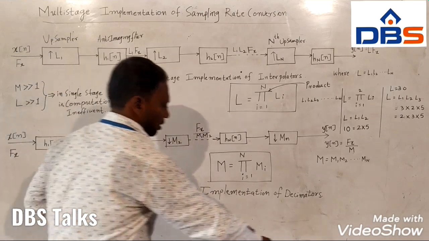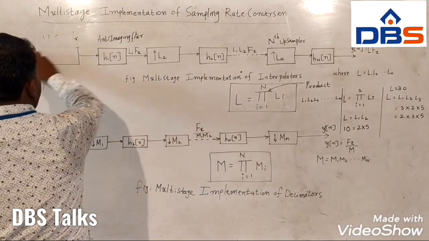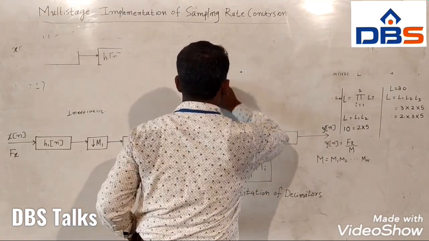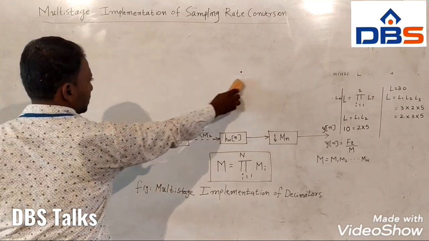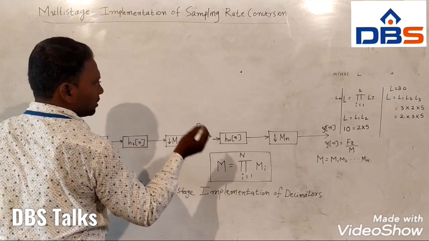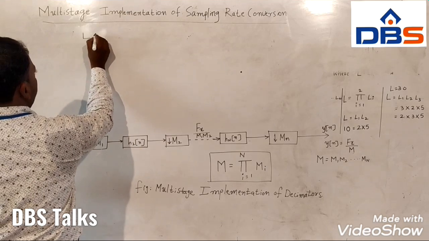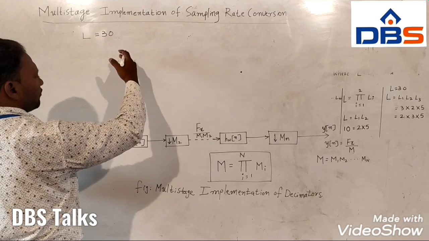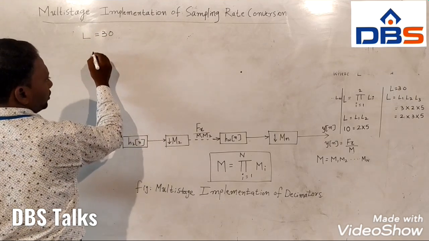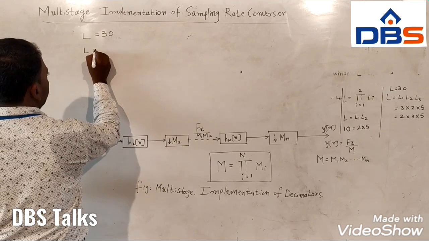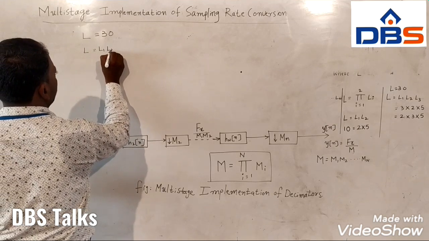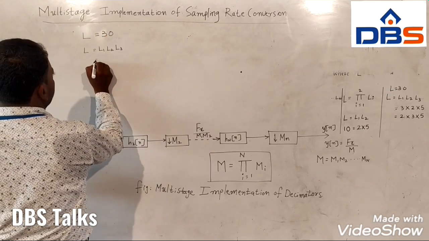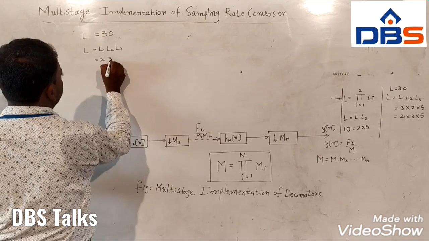This is a very compact representation, and it is also a computationally efficient method, because implementing 30 in a single stage requires more multiplications, so it is computationally inefficient. That is why we find the factors of the value L and implement each sub-value of L in a corresponding block. Suppose L1 is 2, L2 is 3, and L3 is 5.